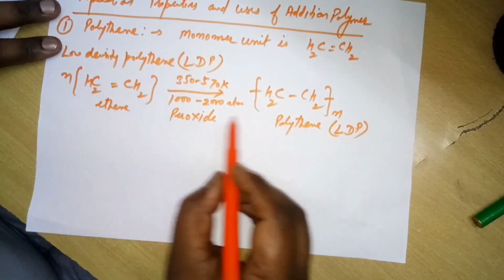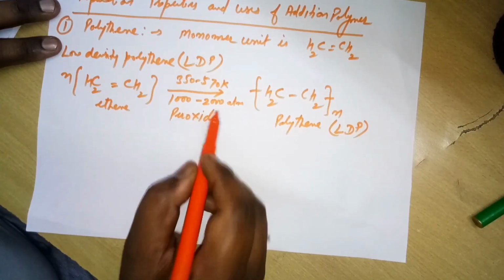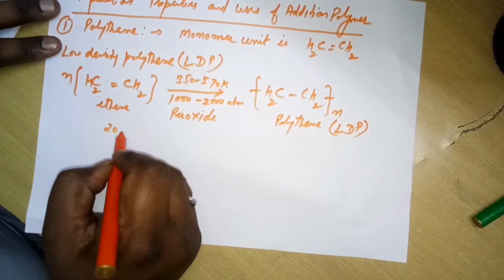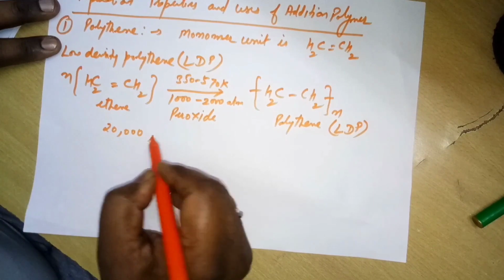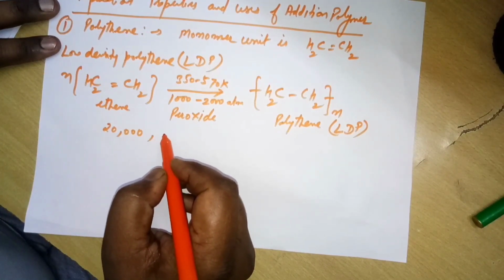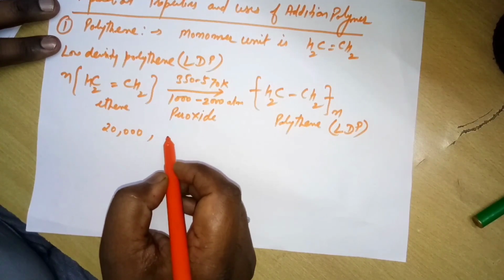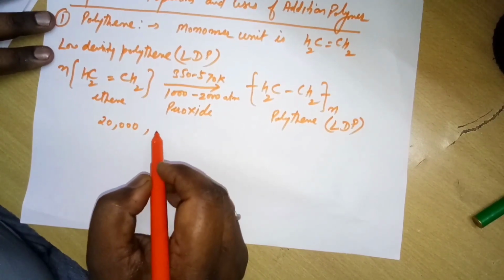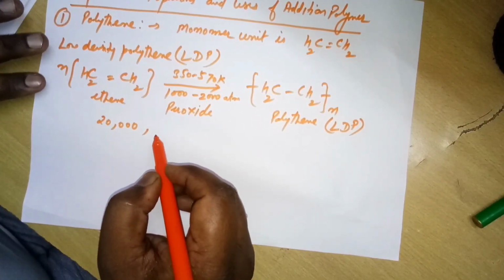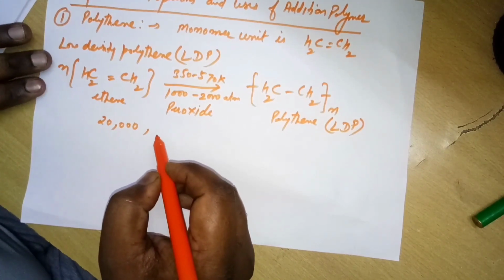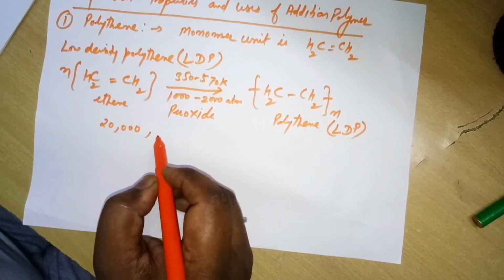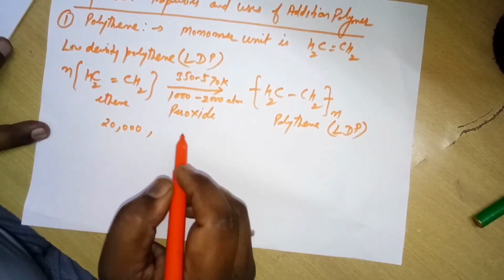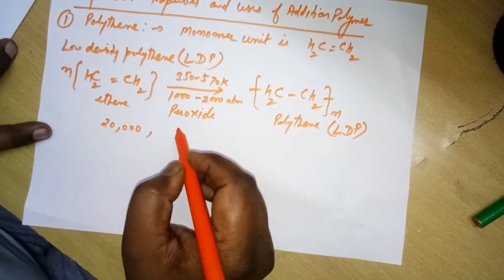This low density polythene is formed by a free radical mechanism. This type of polythene has a molecular mass of about 20,000. It has a highly branched structure. This type of polymer is called low density polymer. It has moderate tensile strength and high toughness. It is chemically inert and slightly flexible. It is a poor conductor of electricity.